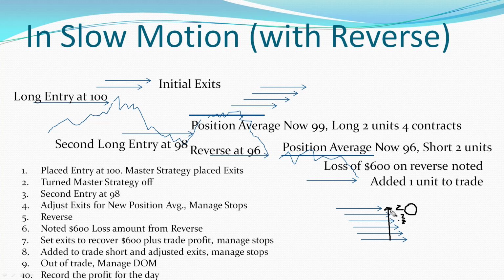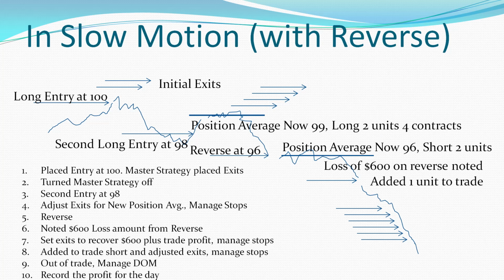So in this case, right, we've added 1 unit to it after we were short 2, right? And the market came down, right? And so we exited all the trades. We're out of the trade. Again, we need to manage the dome just in case we put any stops up here, right? And record the profit of the day.